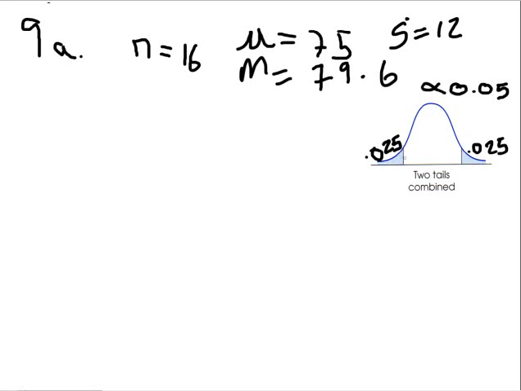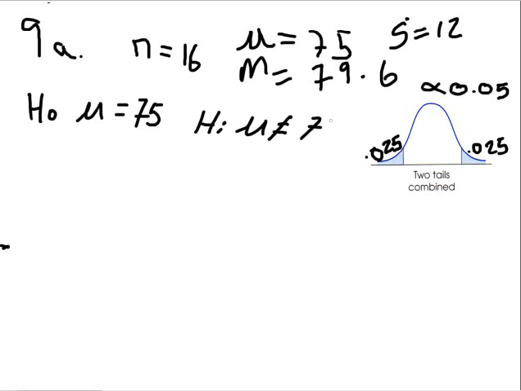At this point, we'll look at the null hypothesis. And so the null hypothesis is going to state that mu is equal to 75, and the alternative hypothesis, mu will not equal 75. And we use that terminology because it's a two-tailed test.